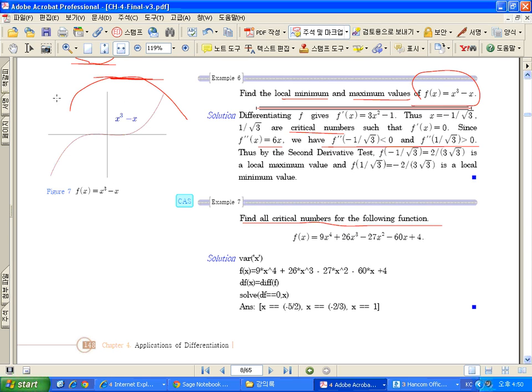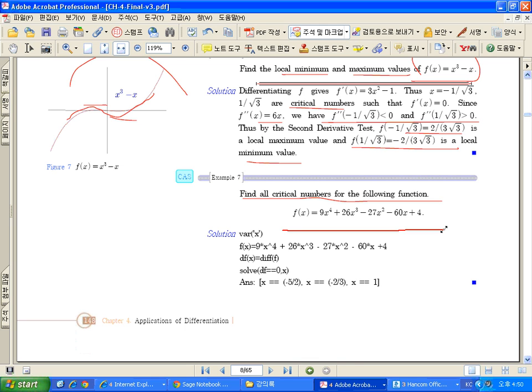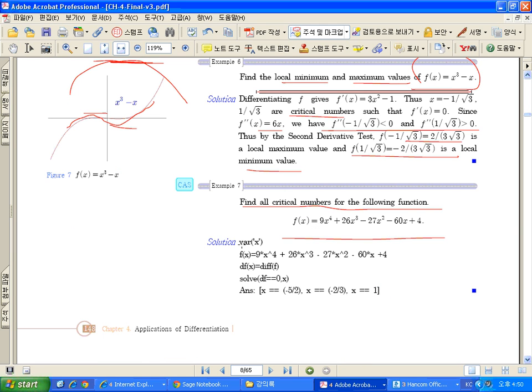From the graph, if you draw the graph, you can magnify it. Then you can easily find the critical numbers and local minimum and maximum. This looks like this, so you can easily find the local maximum and minimum by just looking at the graph. For this example, if you can draw the graph, then you can find from this the derivative is obtained. Solving the derivative, then you can find the critical numbers like this.